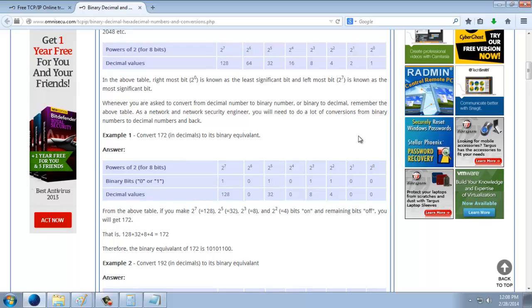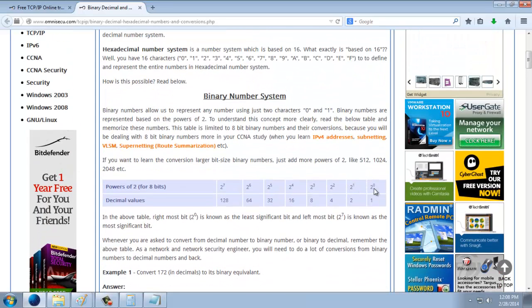Now in this power table, the rightmost bit is the 0th power of 2. Any number raised to 0 is 1, whether it is 2, 3, 4, 5, whatever it is. The next is 2 to the power of 1, that is 2. 2 to the power of 2, that is 4. 2 to the power of 3, 8. 2 to the power of 4, 16. 2 to the power of 5, 32. 2 to the power of 6, 64. And 2 to the power of 7, 128. Okay.